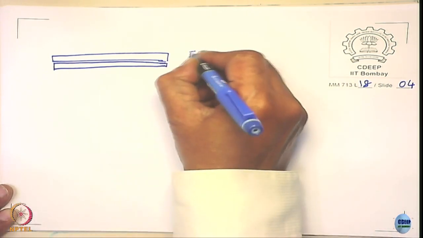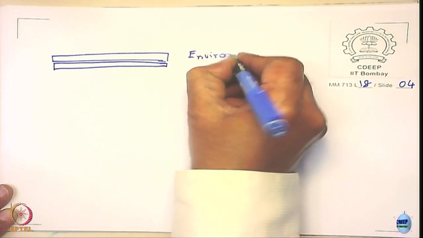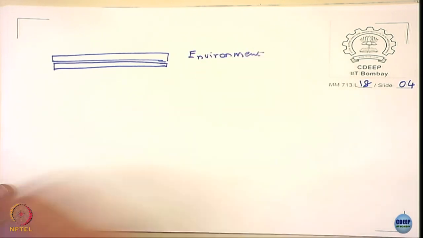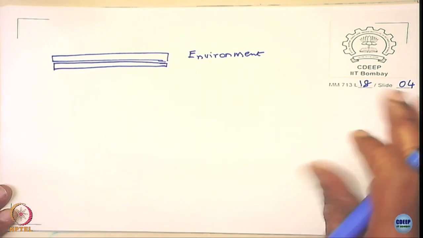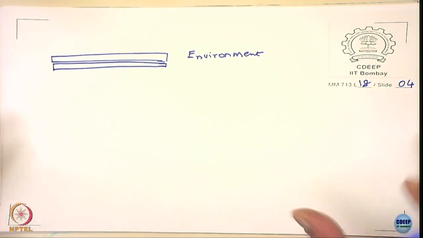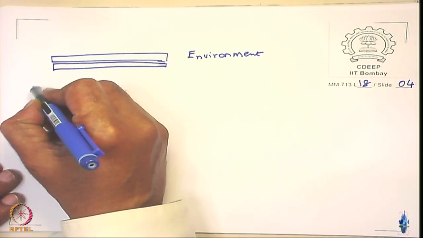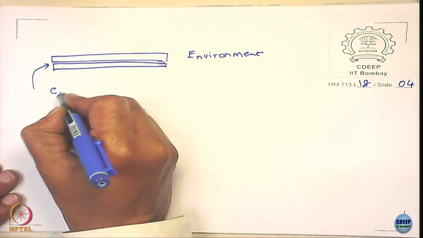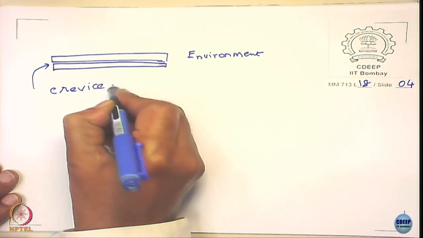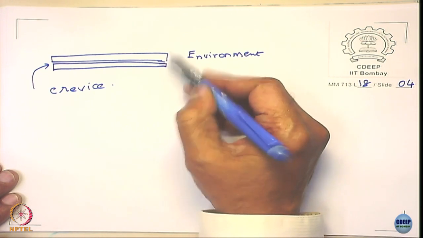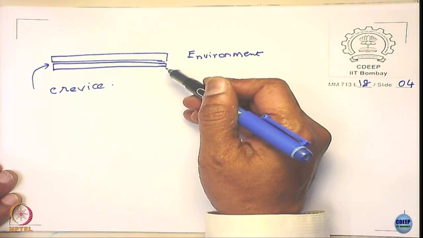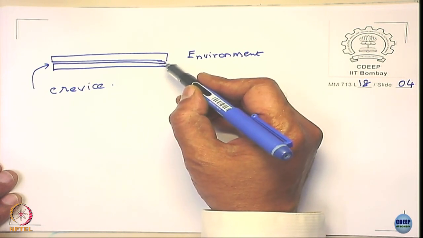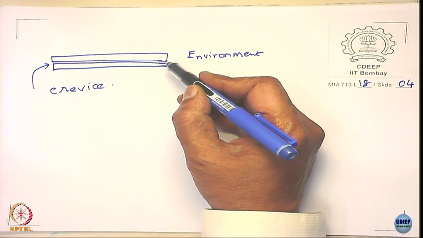Now, here is the environment. Where do you think the crevice corrosion here will be more? This is the crevice, right? In the middle, okay. So, at least you can say that the crevice corrosion at the mouth of the crevice is not going to be there at all. Why do you think so?